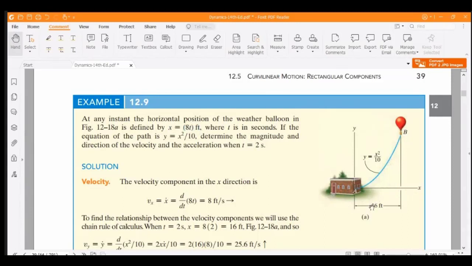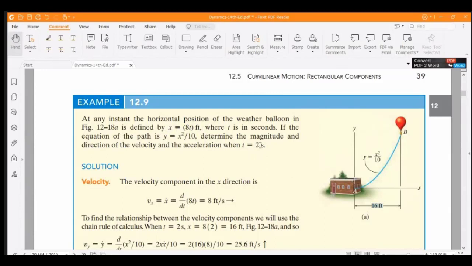So here is the 16 feet. How does this 16 feet come in? t equals 2 seconds, so that's why 8 into 2. Yes, t equals 2 seconds and x equals 8t feet. So at the first second, t equals 1, x equals 8, and at t equals 2, x equals 16. So that is how it is.